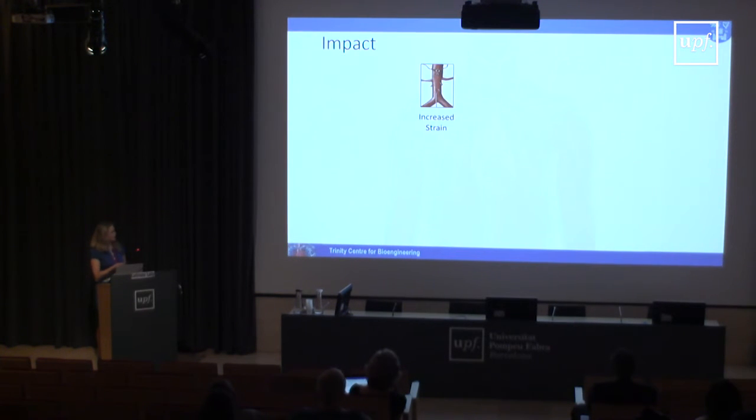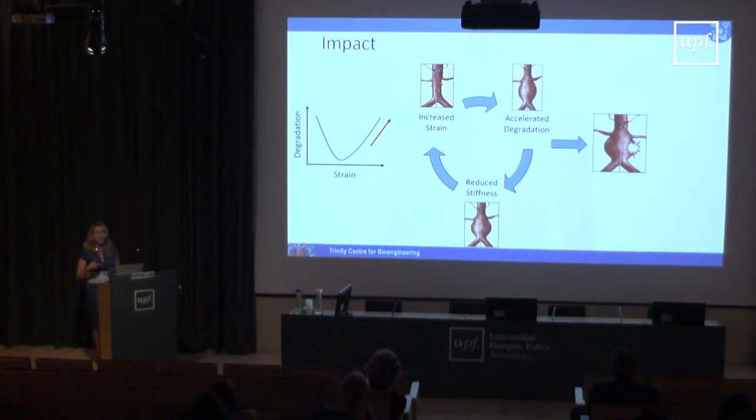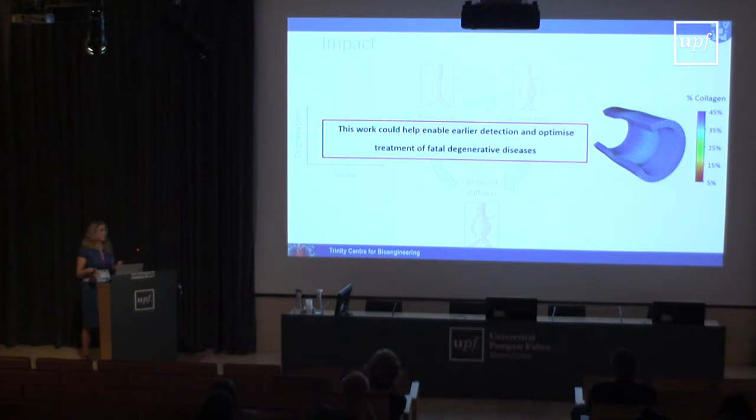So essentially what we're seeing here is the application here is in aneurysms. If we see increased strain, that will have accelerated degradation, will reduce the stiffness further, leading to further increased strain, essentially going on, running away on that increased degradation path, and you eventually could see rupture of the vessel. So that explains that process. So now this model could be used, now that we understand it, to also help in earlier detection and optimization of treatment for these aneurysms.